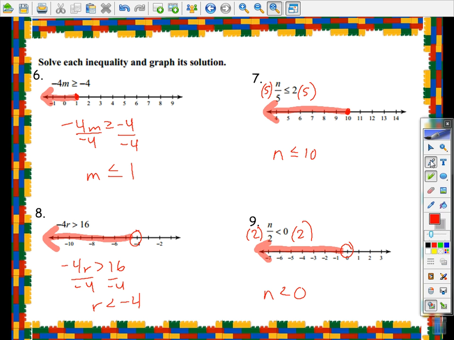We're going to practice this skill a lot more in class tomorrow, but this was a good review and introduction into the one rule of solving inequalities, which states when you multiply or divide by a negative number, you must reverse the inequality symbol.